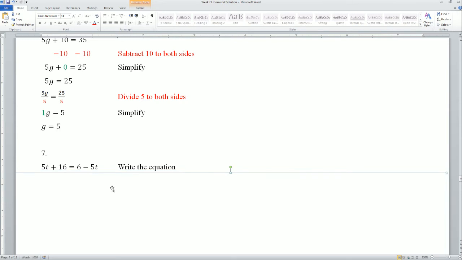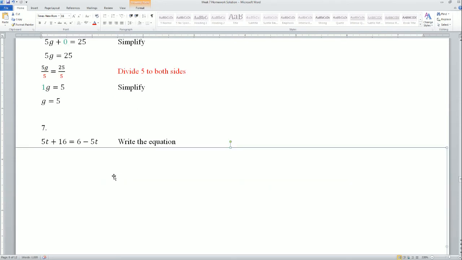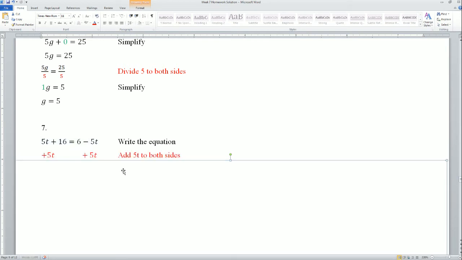Let's look at number 7 now: 5t plus 16 is equal to 6 minus 5t. Again, always write your equation as the first step. Next, you always want to move the smallest variable. In our case, the minus 5t is your smallest variable. How do I get rid of a minus 5t? Of course, you're going to add 5t.